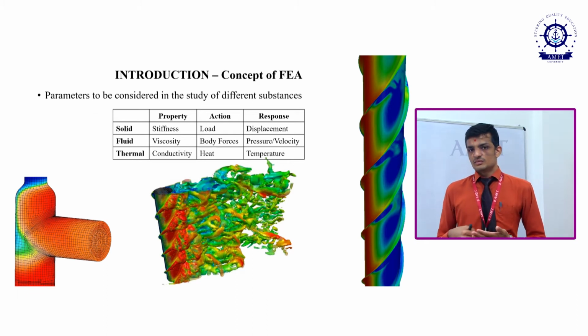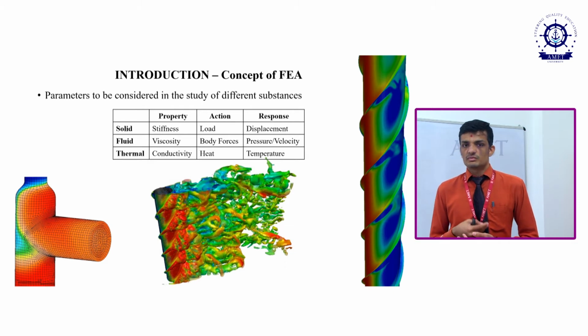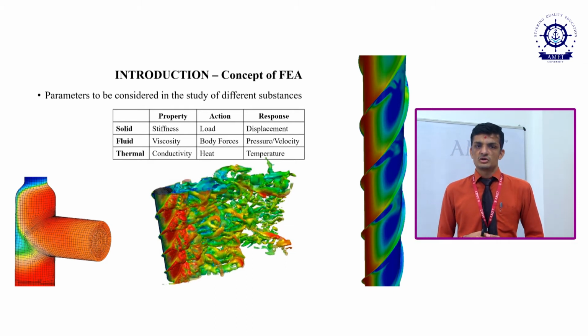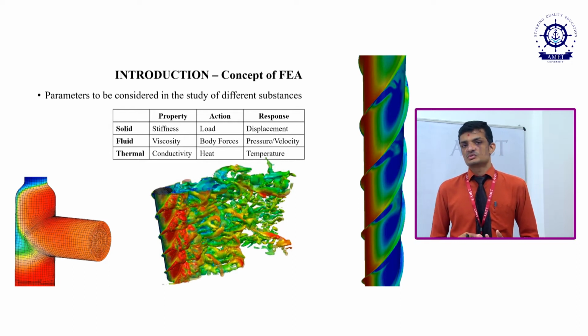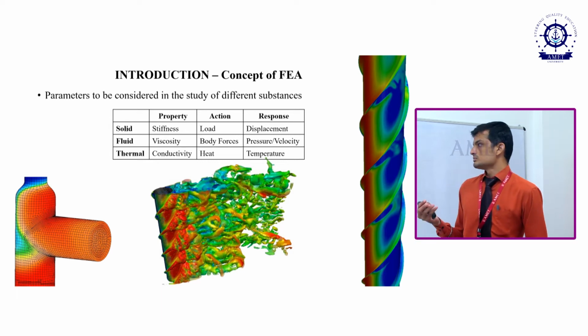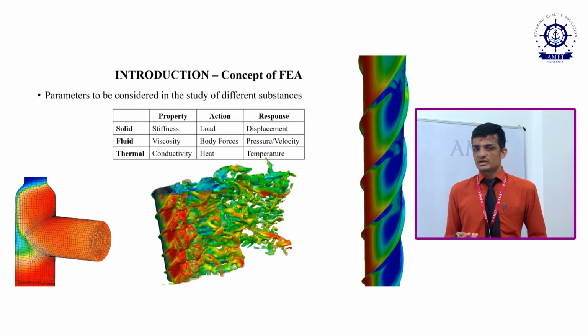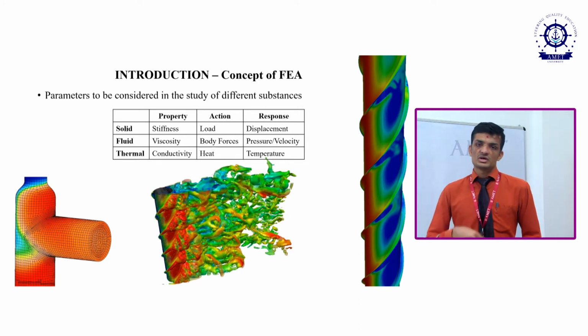Since I have been talking about the structural applications, here I am talking about the generic, where the numerical approach can be applied. What are the domains? So solid being structural part, where the prime component of your study is how much the body is going to displace, correct, under any kind of load. And what are the properties? Your main concern is stiffness, and what is the action here is the load coming on that.